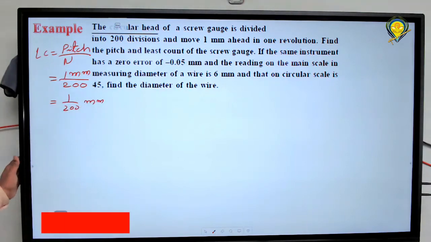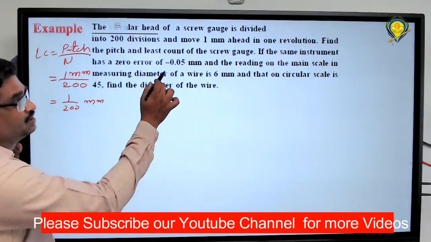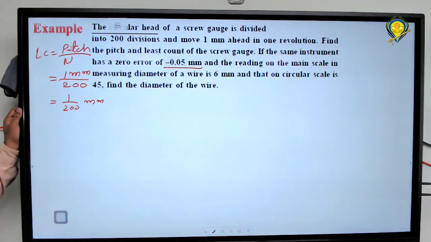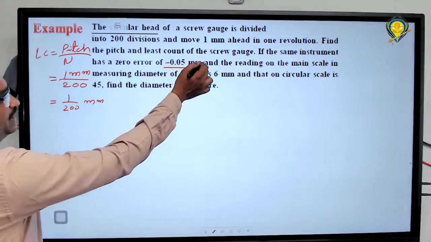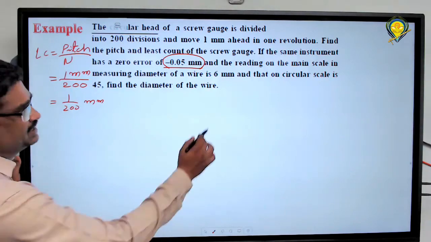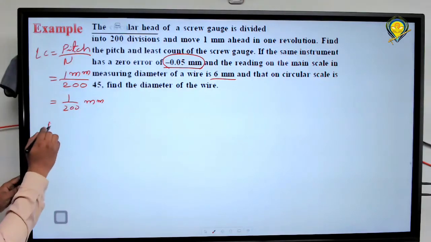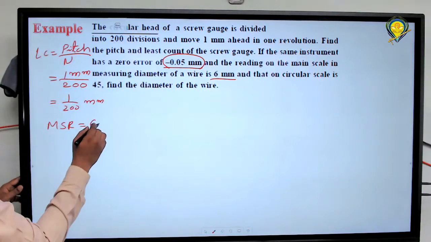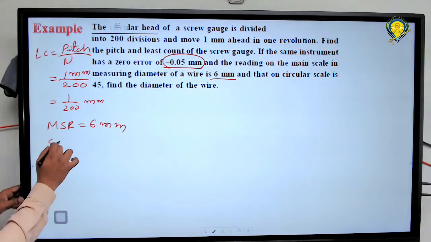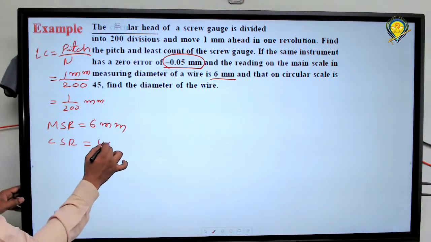Next one. If the same instrument has zero error, minus 0.05 mm. He gave directly as error minus 0.05 mm. So that means we need to add that. So error is how much? 0.05 mm. Next, the reading on the main scale to measure the diameter of a wire is 6 mm. That means main scale reading equals 6 mm. Next, on circular scale it is showing 45. So circular scale reading equals 45.